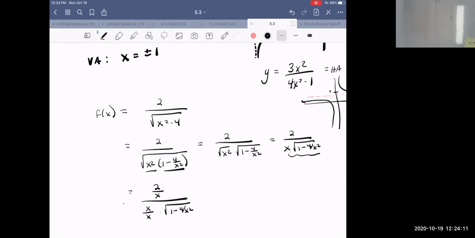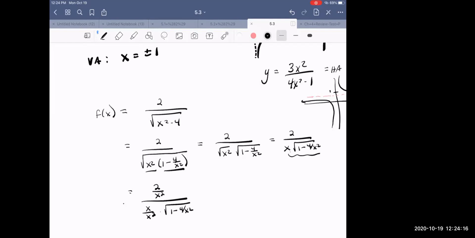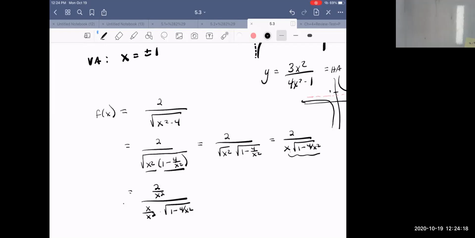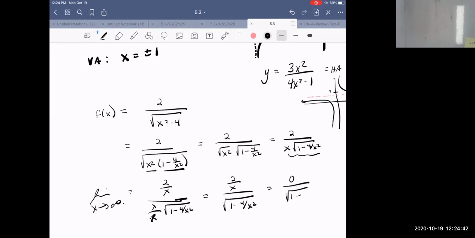So I could pull out the x squared if you want. I want you to see that. So like this. What you really have here is 2 over x over root this. And if I'm taking a limit as x is approaching infinity, well, what do I get? I get 0 over the square root of 1 minus 0. So I get 0.